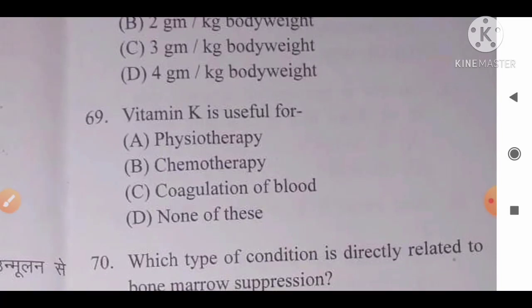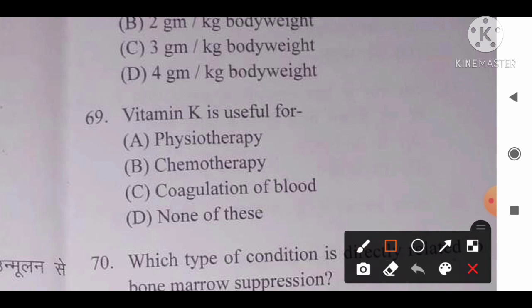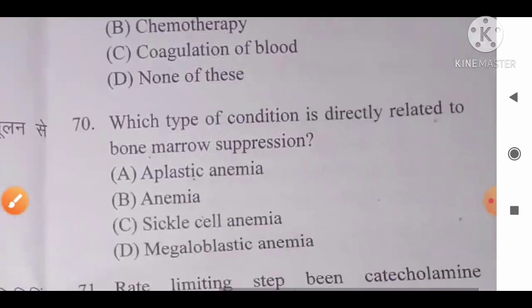Vitamin K is useful for option A, for physiotherapy, B, chemotherapy, C, coagulation of blood, D, none of these. And the fact available regarding this question, it is vitamin K is important for blood coagulation and in healthy bones. So from the given information we can say option C, coagulation of blood will be the correct answer for this question. Move to the next question, number 70.